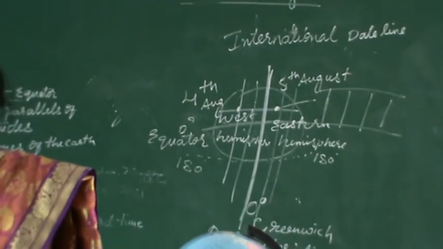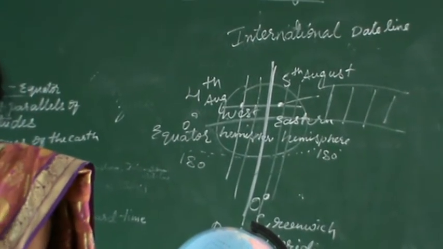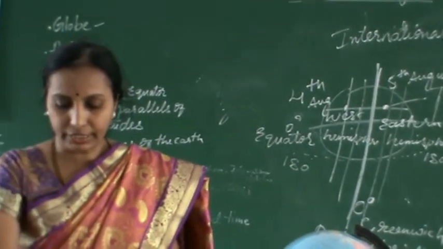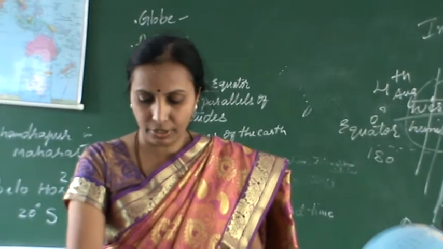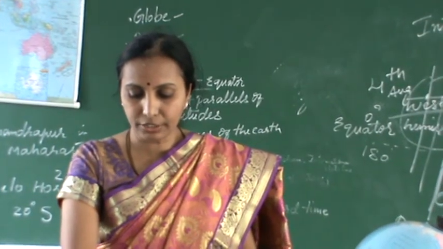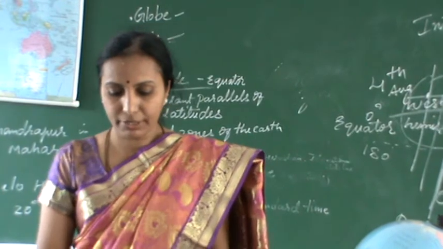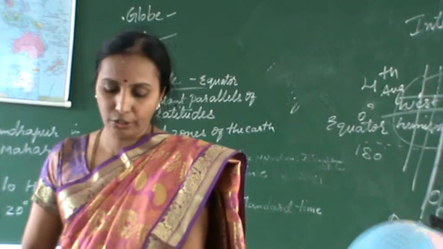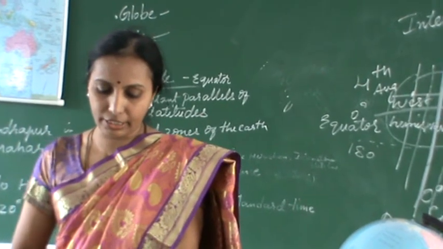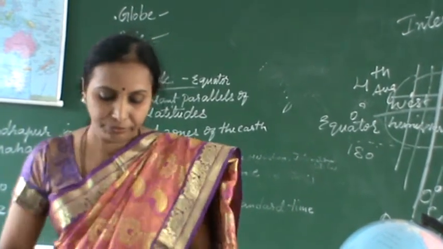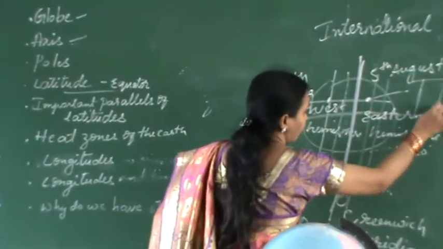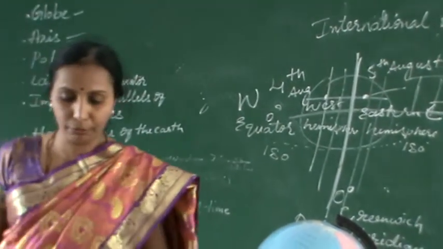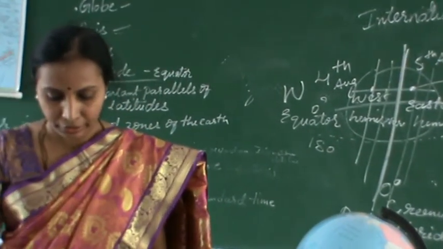Read your textbook. The 0 degree line is the prime meridian, and from it we count 180 degrees eastward as well as 180 degrees westward. The prime meridian divides the earth into two equal halves, the eastern hemisphere and the western hemisphere. Therefore, the longitude of a place is followed by the letter E for east and W for west. Here it is denoted with the letter E, and here with the letter W, west.